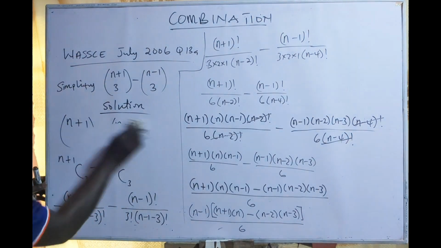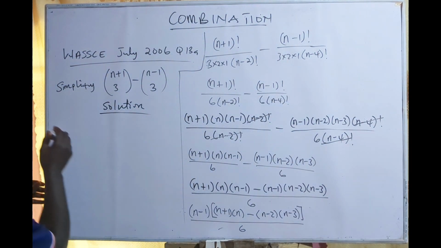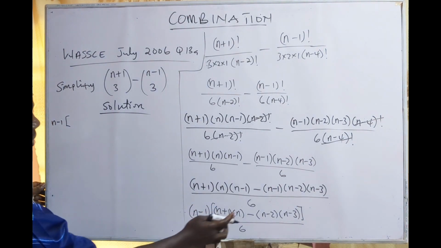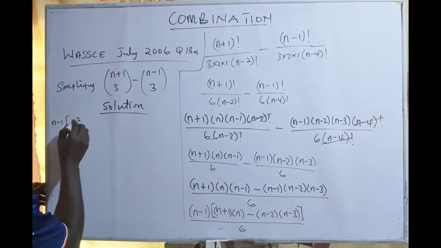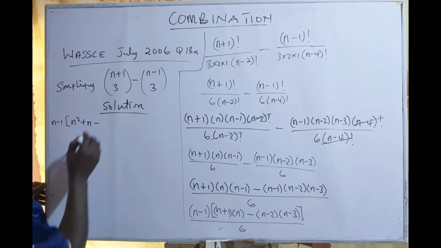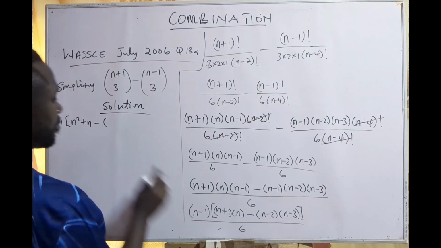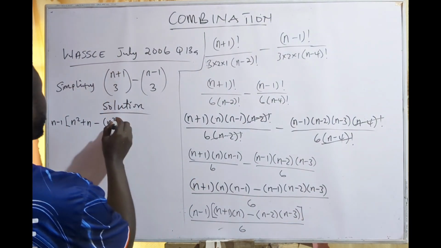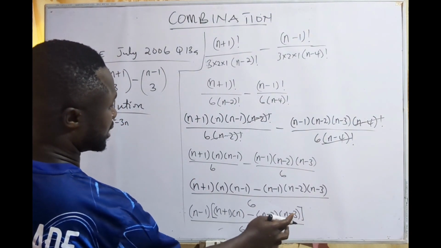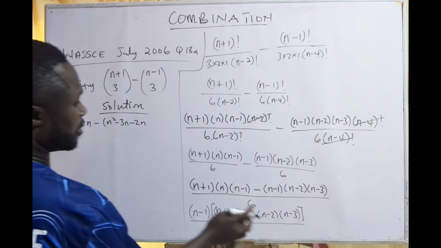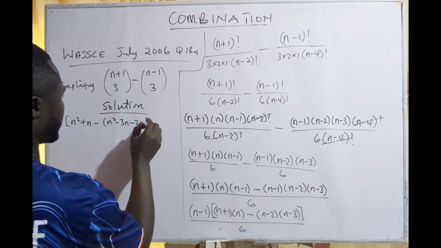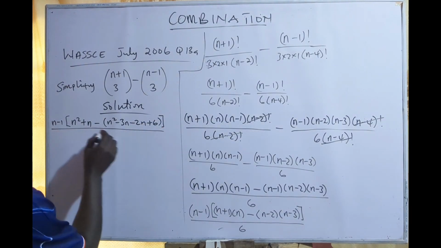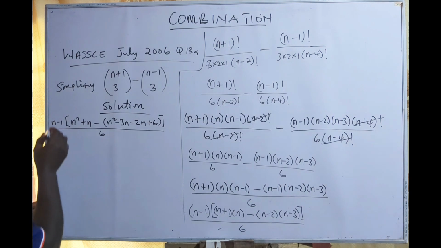So let's continue on this side. So we are going to have n minus 1 multiplying what? This will give me n times n will give n square plus n, minus n times n is n square, n times minus 3 is minus 3n, minus 2 times n is minus 2n, minus 2 times minus 3 is plus 6, all divided by 6. Okay, we will get there.